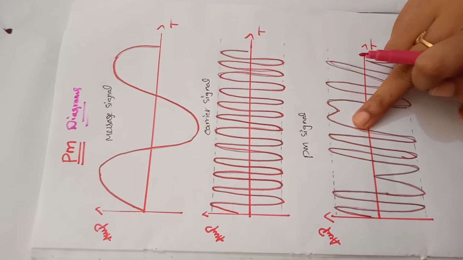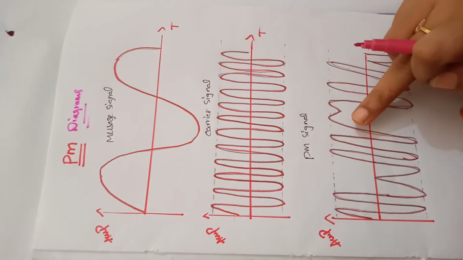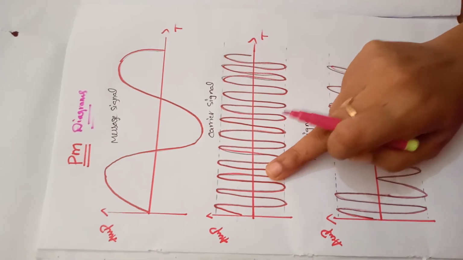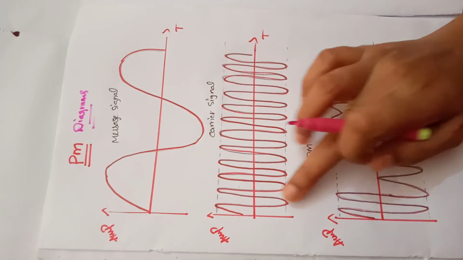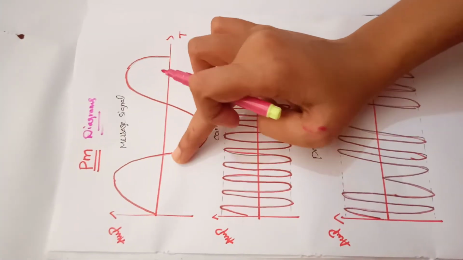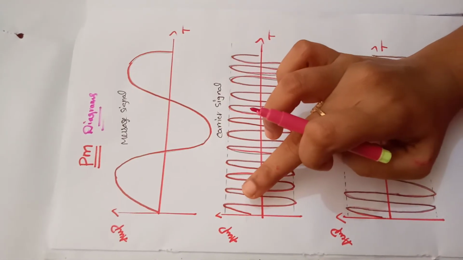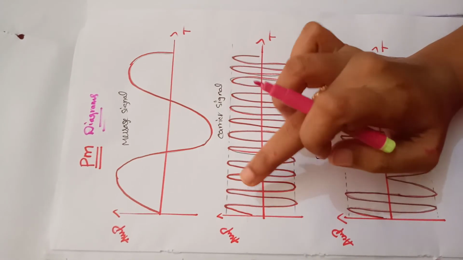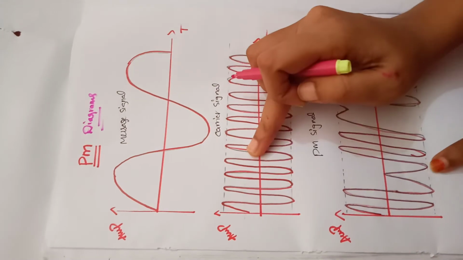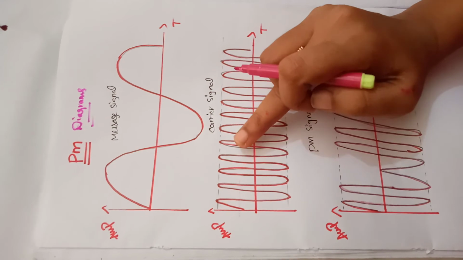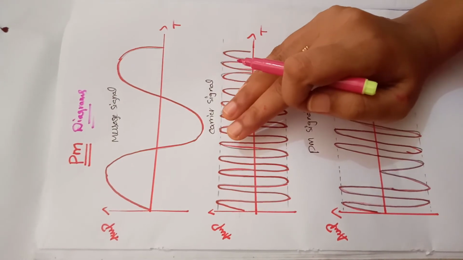Observe that the phase of both the positive and negative half cycles of the carrier signal varies as per the amplitude variation of the modulating signal. During the positive half cycle of the carrier signal, the phase shifts in one direction. Observe here, the carrier signal is phase shifted in the opposite direction.